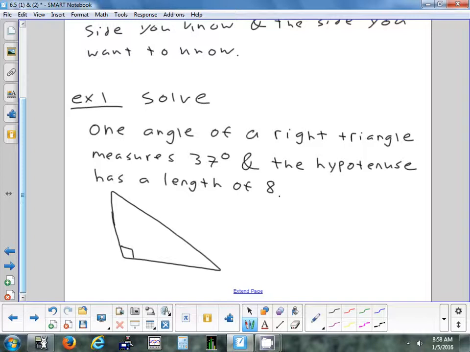There's our 90. Now I know the hypotenuse is going to go here. They didn't say where to put the 37, so you can put it anywhere you want. All right, I'm going to put it on the bottom.